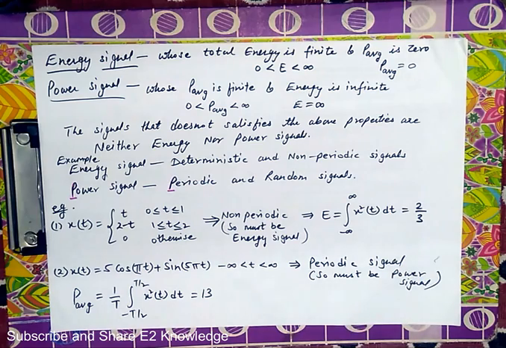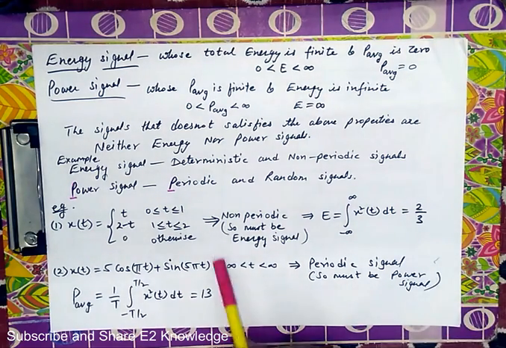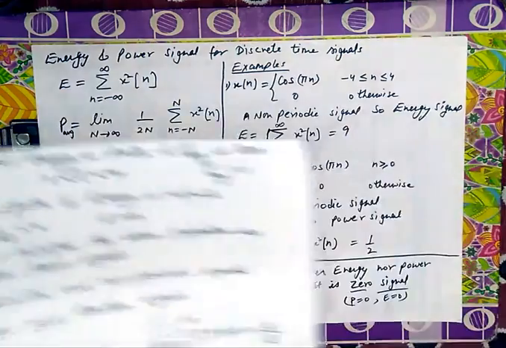So it is a periodic signal, so it must be a power signal. And finding the power of the signal, 1 upon T, integral from minus T by 2 to T by 2 of x square t dt, and putting the value of this signal here and solving the expression, it comes out to 13. So it's a power signal. So just by looking at the limits, looking at the type of signal, we can identify whether it is periodic or whether it is an energy signal or power signal.